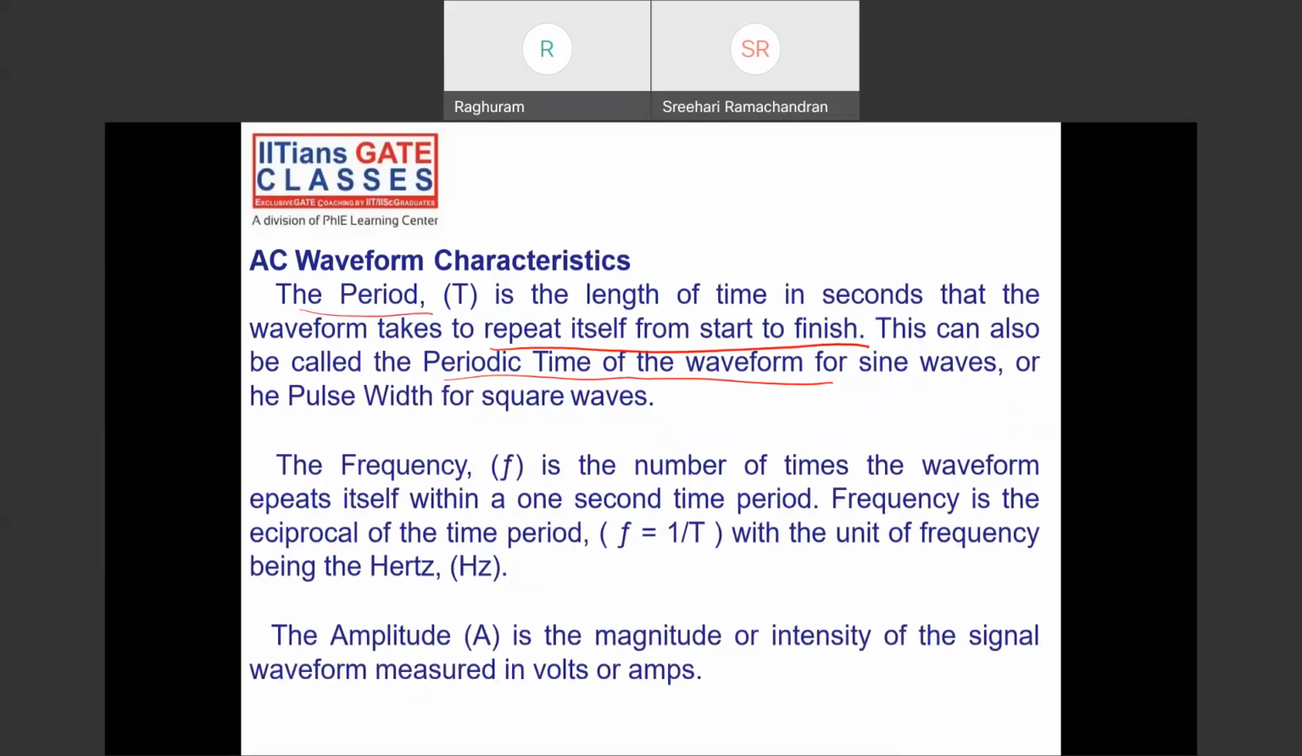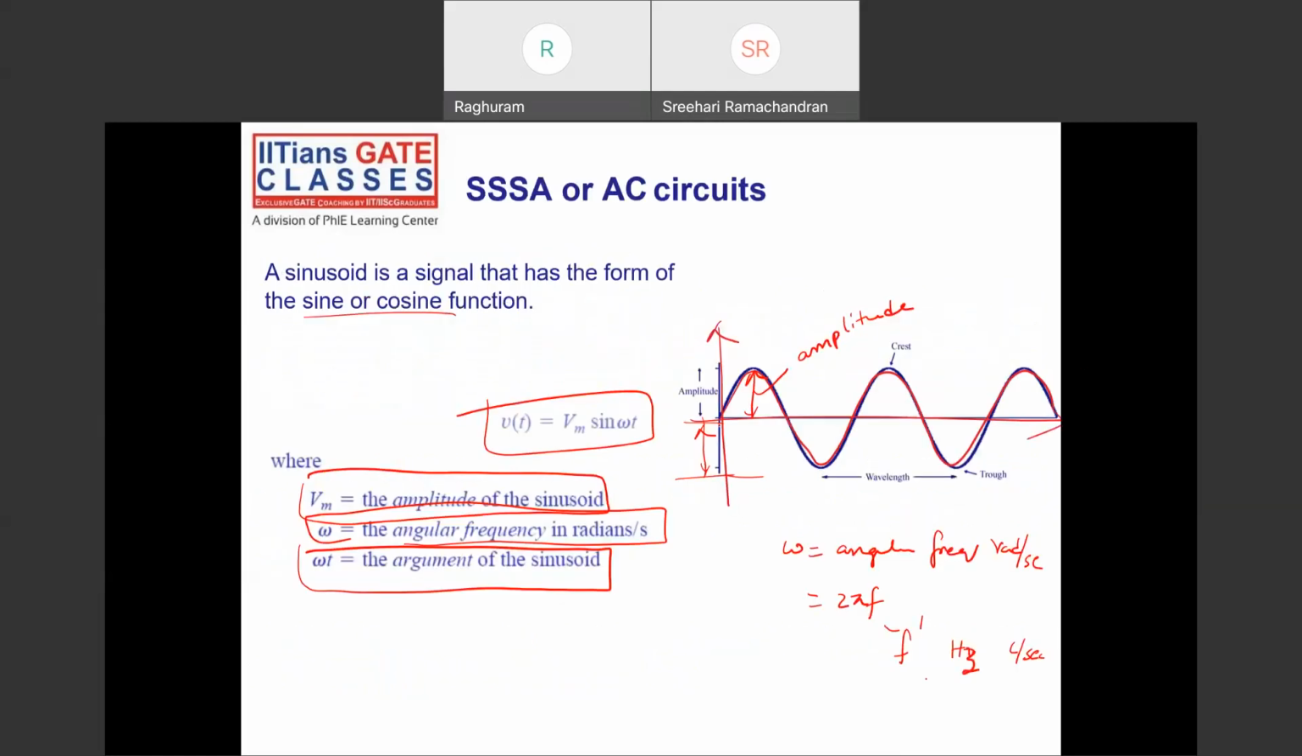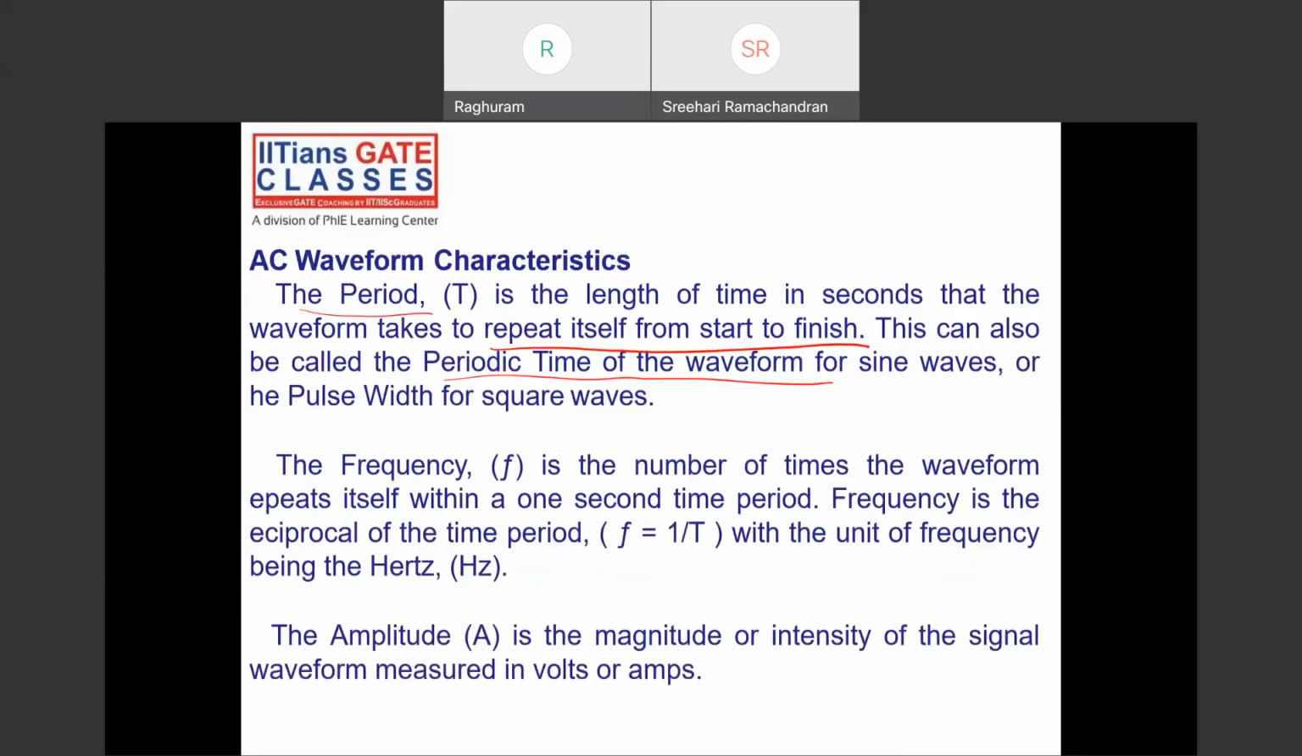So what is a period? The time period is nothing but the length of time in seconds that the waveform takes to repeat itself from start to finish. This waveform is repeating. This time is called the time period or the period, and it is represented by T.